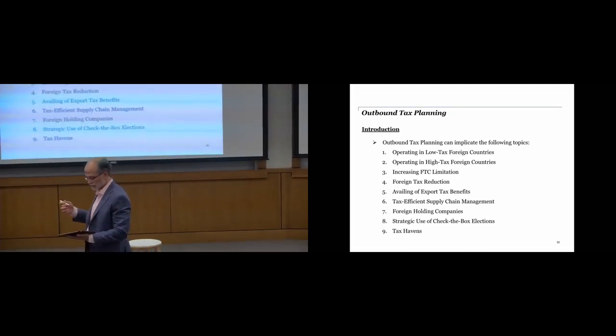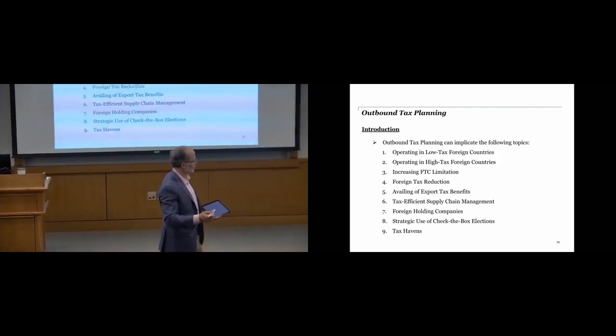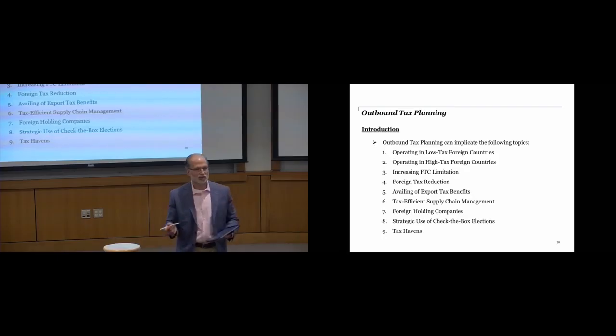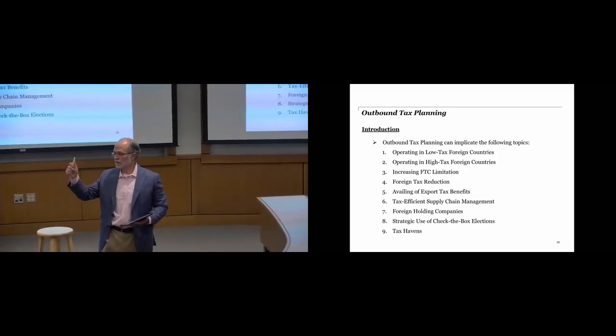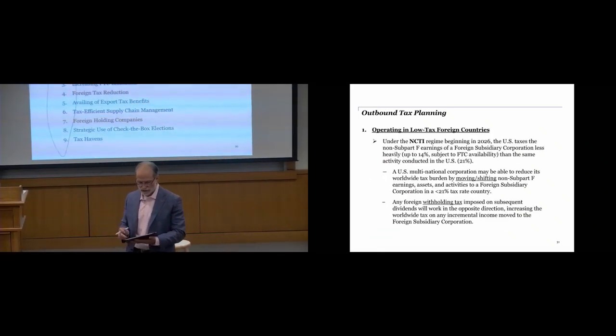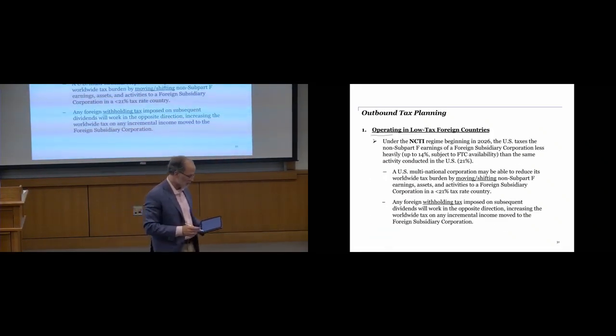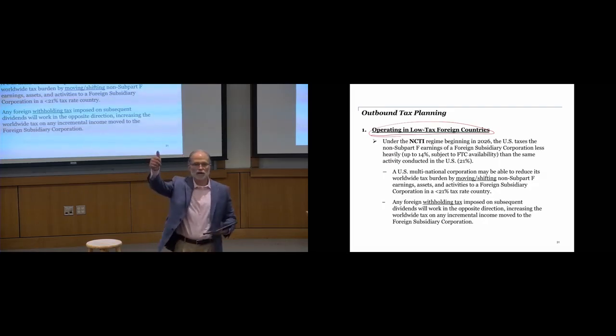Okay, so here's just a laundry list of things that when I was helping outbound companies think about, these are the projects that we would work on to try to get the least costly alternative that would accomplish the business objectives. So we're going to go through each one of these and give a little color to these. First, we might be operating in low tax foreign countries, right? We know the US tax rate is 21%.